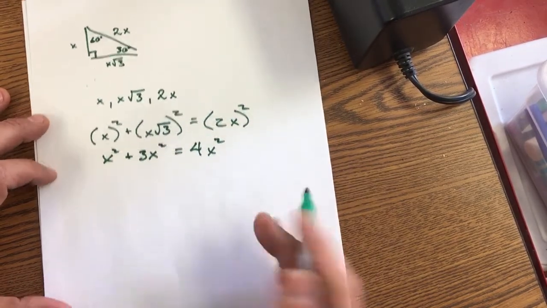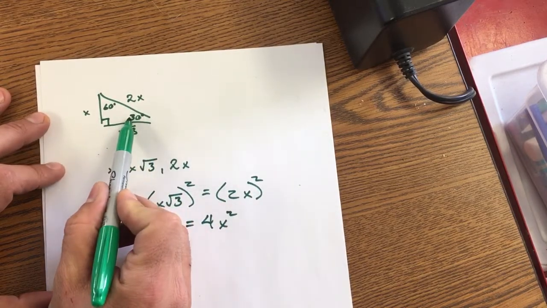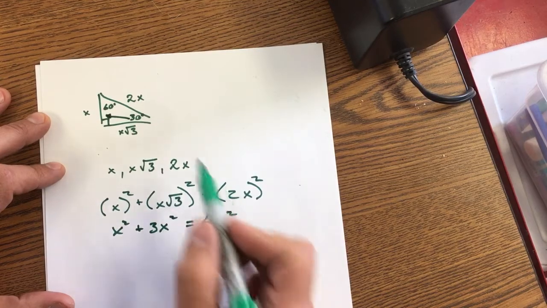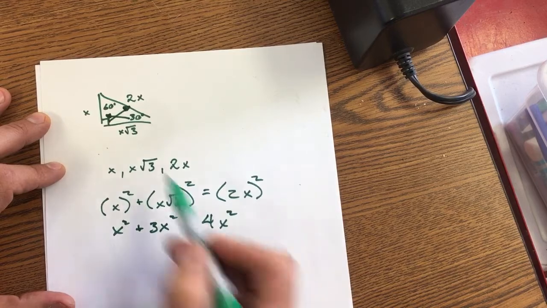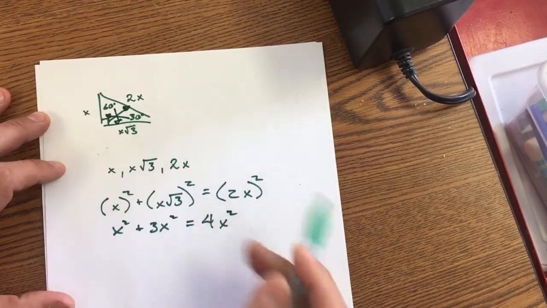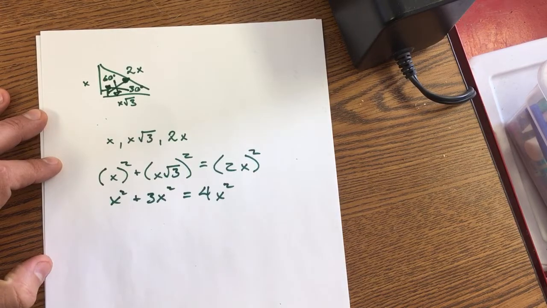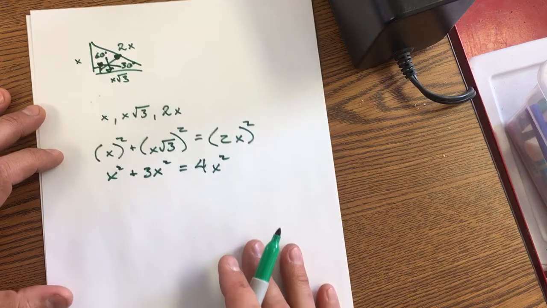The other thing that you should notice here is that the side opposite the smallest angle is the smallest side. The side opposite the largest angle is the largest side. And then the middle one, of course, is the middle side. So your sides are going to correspond size-wise to the angles that they have, okay?